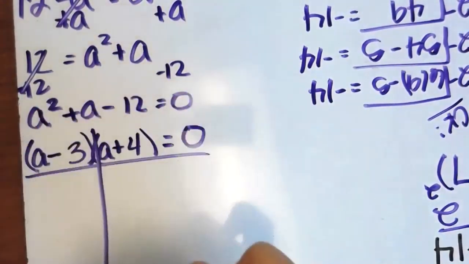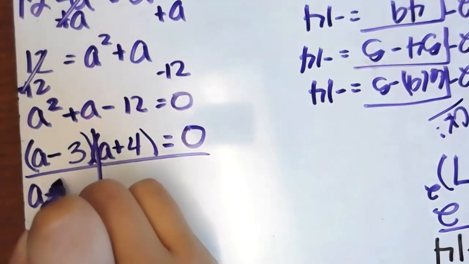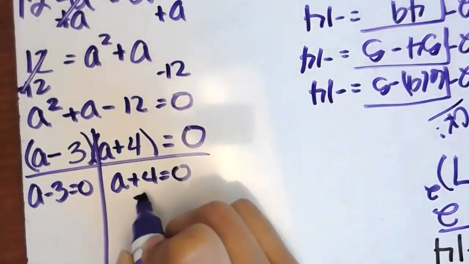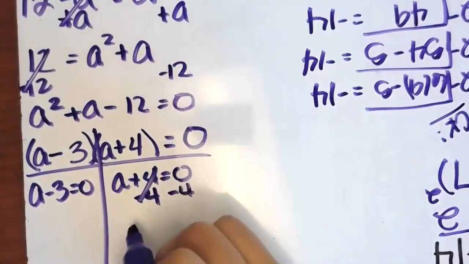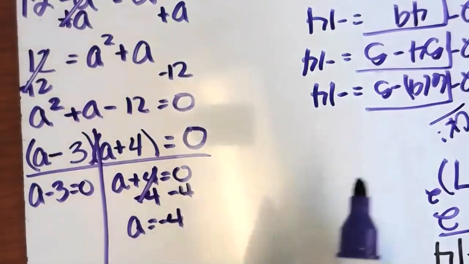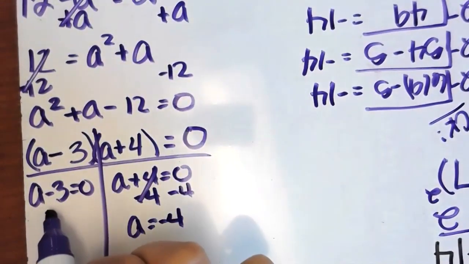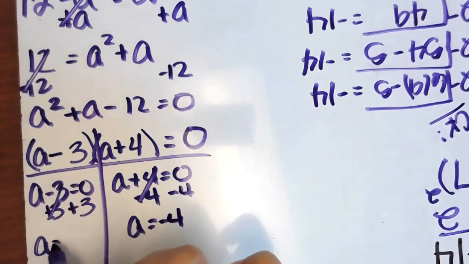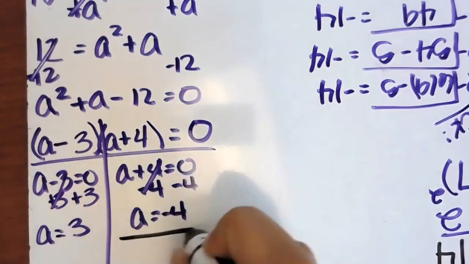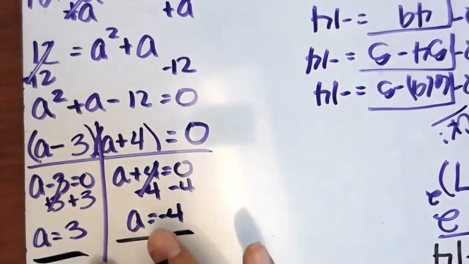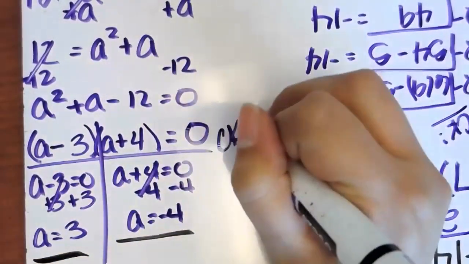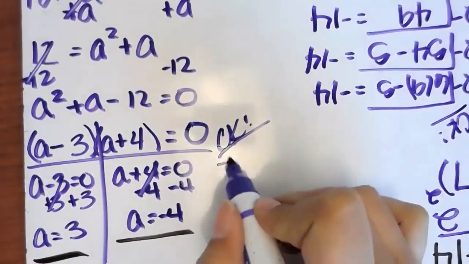And from here, you're going to set up your t-chart, and you're going to set each factor equal to 0. And then just solve for a. On the right, when we have a plus 4, we would subtract 4 to get a equals negative 4. On the left, you're going to add 3 to get a equals 3. These are our 2 solutions. And now we just check these solutions. Since there's 2, you're going to have to check both of them.